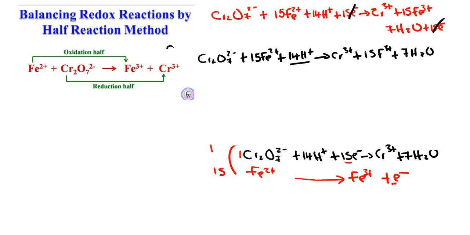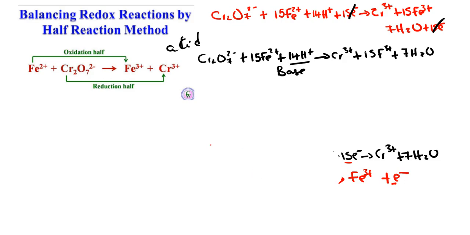Okay, so now if you want to take it in basic media, the presence of this hydrogen ion is acidic, so if you want to take it in basic, this is where it is simple. What you do is add hydroxide ions so that I make the waters here, and the presence of hydroxide will show you that you are in basic media.